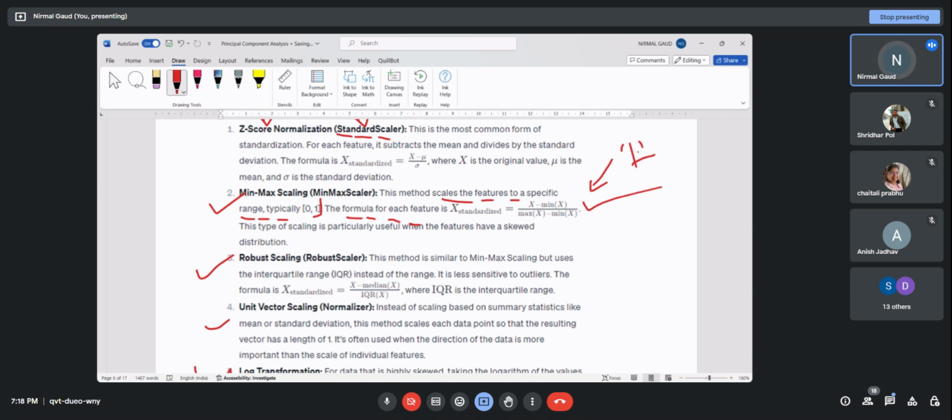So if you want to scale the values between 0 and 1, min max scaler is used, and this is the formula for it: value minus minimum of the value in that column, divided by maximum minus minimum. It is used when the features have a skewed distribution, either left skewed or right skewed, which is why I said to check the distribution first. Check the skewness of the data, then you are going to apply min max scaler.